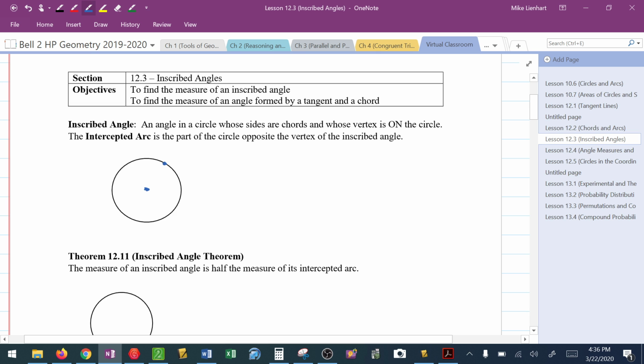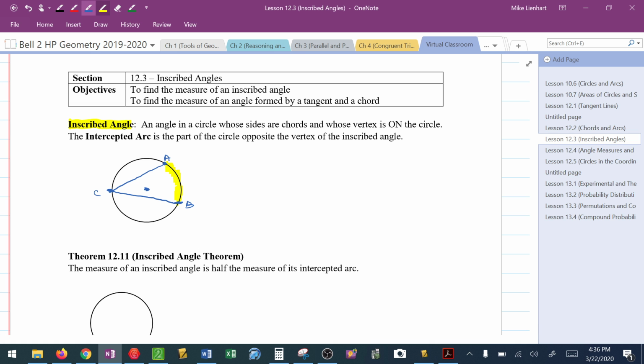So let's say, for instance, we have this arc AB right here, but now the angle that gets formed, its vertex is back over here on the circle itself. This is what is called an inscribed angle. An angle inside of a circle whose vertex is on the circle and whose sides are both chords. Notice how the intercepted arc is still this arc out here, arc AB.